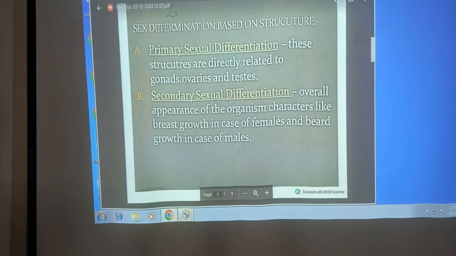Sex determination based on structure. Primary sexual differentiation: these structures are directly related to the gonads, ovaries and testes. Secondary sexual differentiation: the overall appearance of the organism, like breast growth in females and in males. After that, the mechanism of sex determination has always been a puzzle to geneticists.